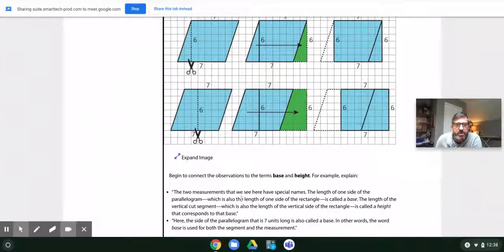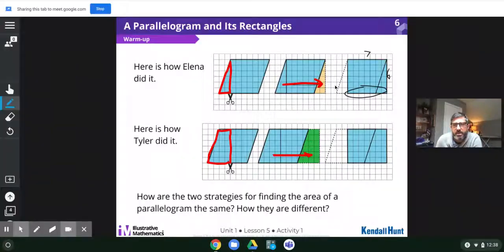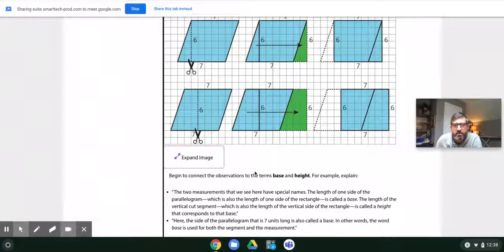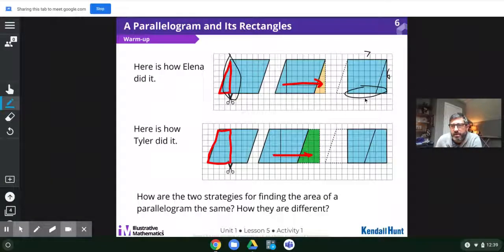And the length of the vertical cut segment, what does that mean? The cut segment is where we cut. See the little scissors here? This is the segment that we cut out. So the vertical length of that, which is also the length of the vertical side of the rectangle, that's called the height. That corresponds to the base. So again, we've got, see this black circle here, we've got the base. This is a B. And then this segment that we cut, which we can see over here, that's called the height.